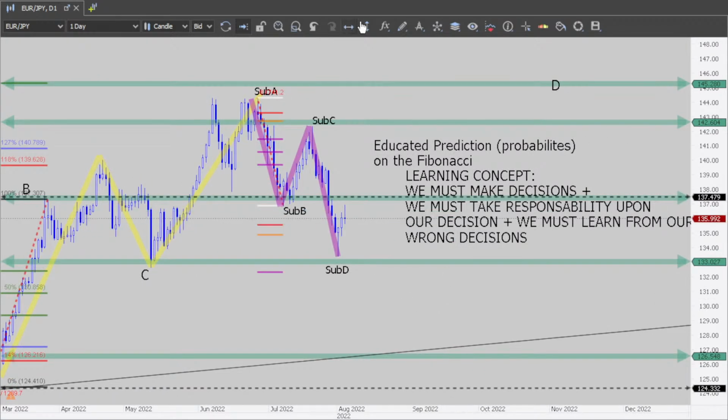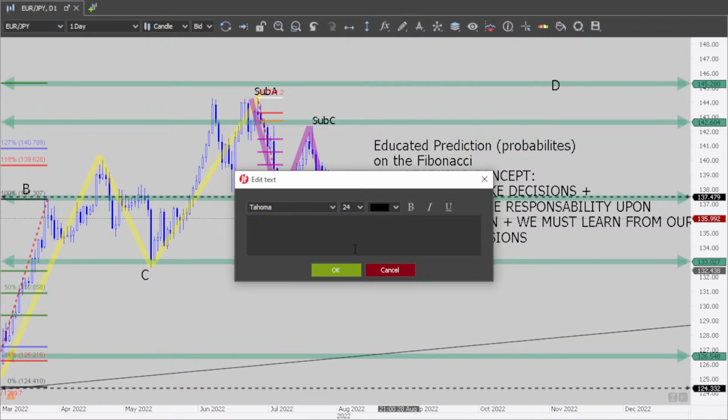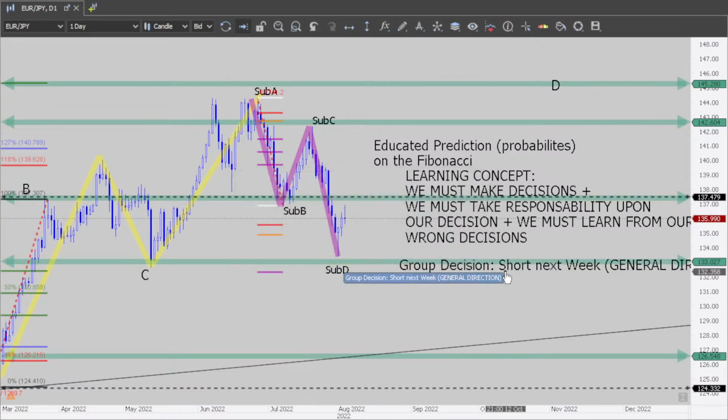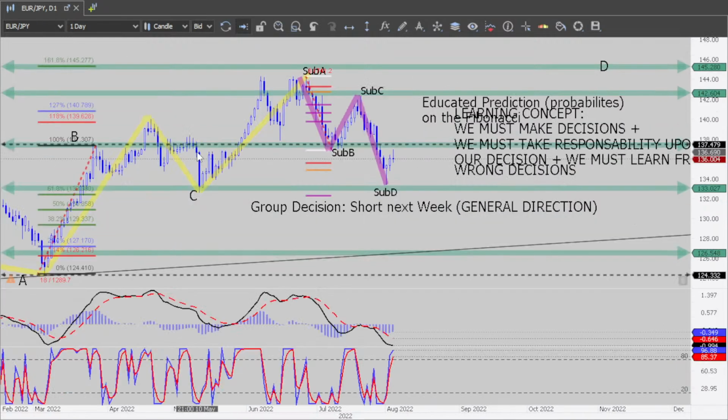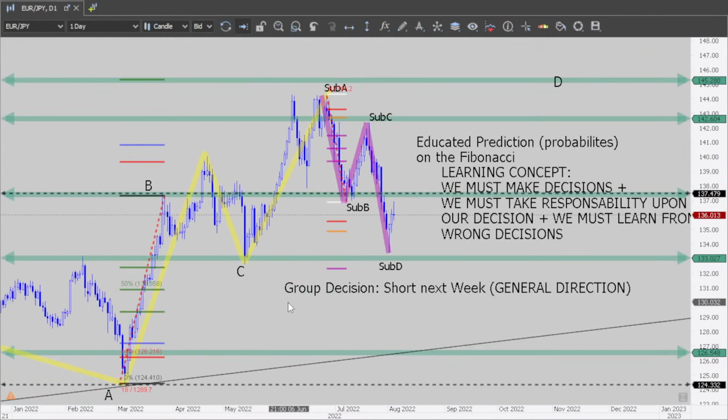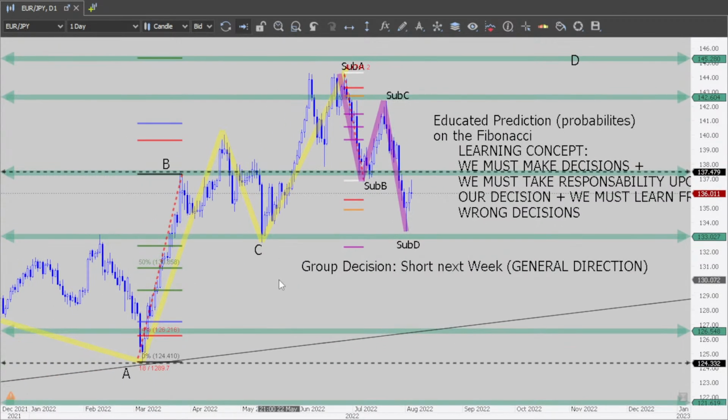Okay, so we are going to leave this on the chart and group decision short next week, general direction. So we are going to see how this played out, right? Okay, everybody, any questions about Euro JPY daily chart? If not, type in the chat. We are going to check the Contrarian Fibonacci in a downtrend.